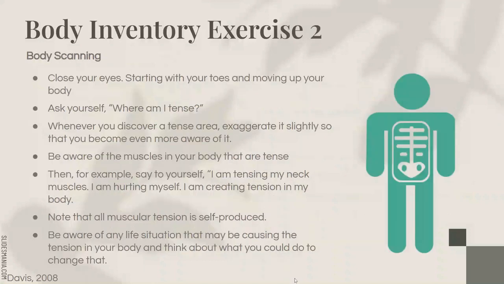The next exercise is called body scanning. Close your eyes, starting with your toes and moving up your body. Ask yourself, where am I tense? Whenever you discover a tense area, exaggerate it slightly so that you become even more aware of it. Be aware of the muscles in your body that are tense. Then, say to yourself, for example, I'm tensing my neck muscles. I'm hurting myself. I'm creating tension in my body.